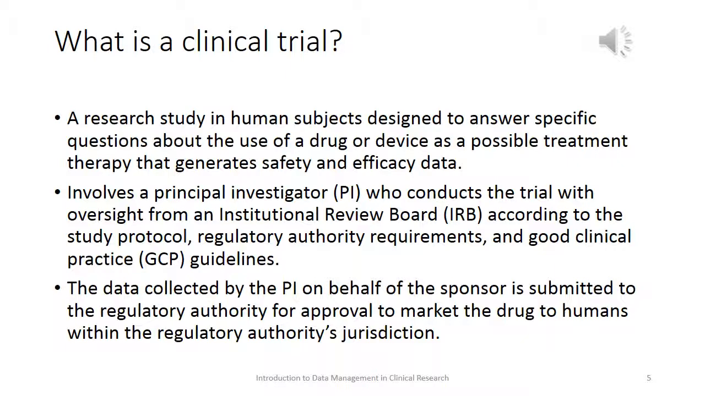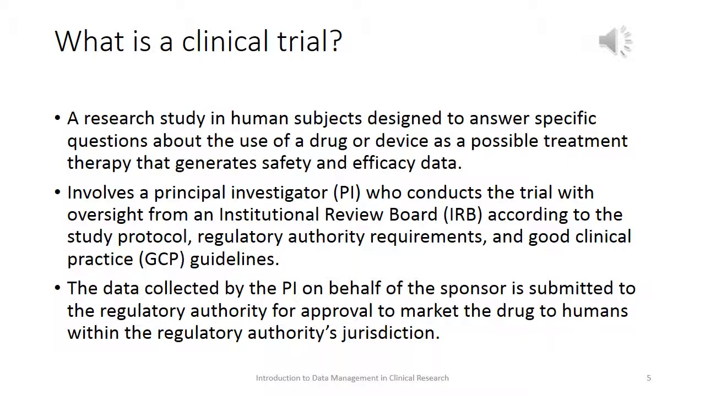So what we're attempting to do in our clinical trial is generate a data set where our study drug has been studied in a population of patients, and then take that data set and analyze it to determine whether or not our drug or device is safe and effective. And once we've done that and we're satisfied with that, then we want to submit that to a regulatory authority, such as the Food and Drug Administration, and have them approve it for marketing so that we can then go sell it to patients.